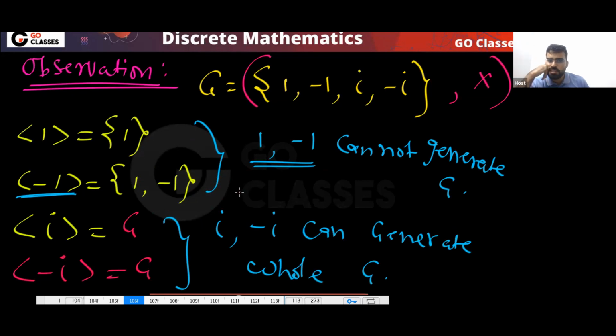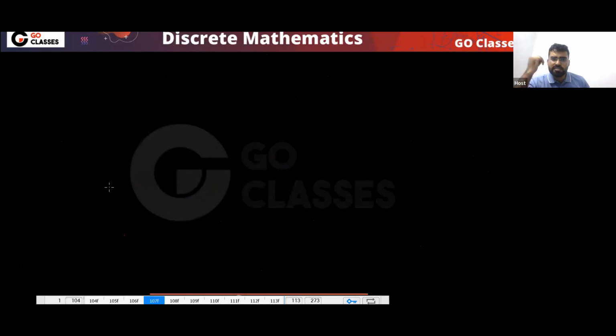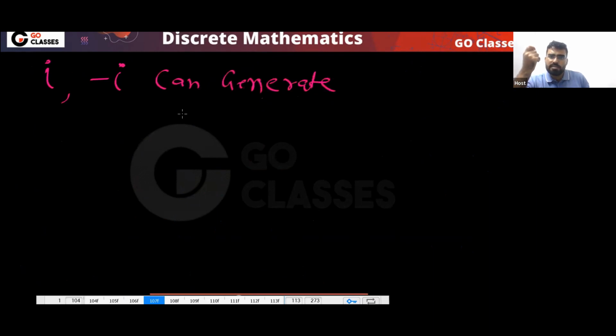Yes or no? These are interesting, right? Iota, minus iota, they can generate whole G. So they are called generators of G. Because they can generate whole G, you can notice that iota and minus iota can generate whole G. So I can say iota can generate whole G, and minus iota can generate whole G.